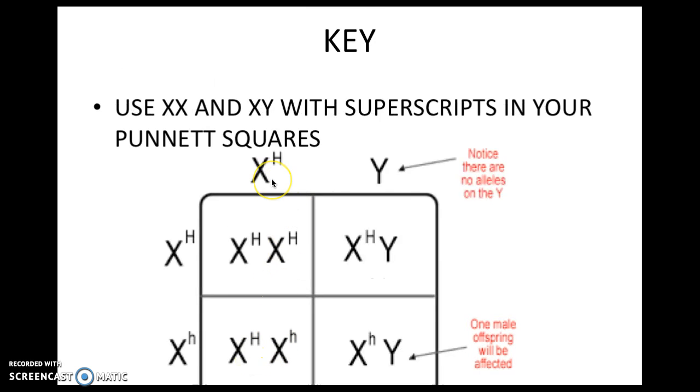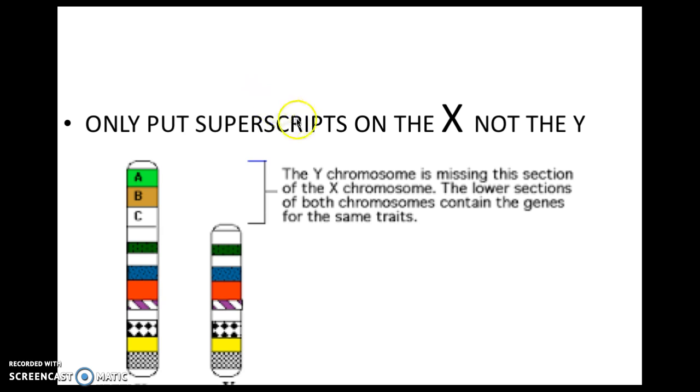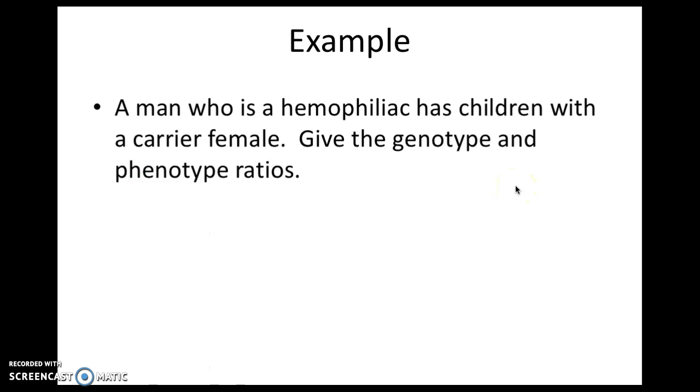So this is key. Again, as I said, never, ever put anything on the Y. Don't do it. So again, only on the X. For example, if my gene A is mutated, do you see a gene A here? You don't. That's why there's never anything on the Y.